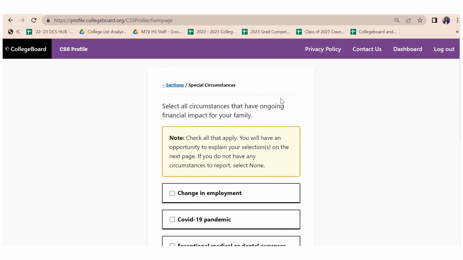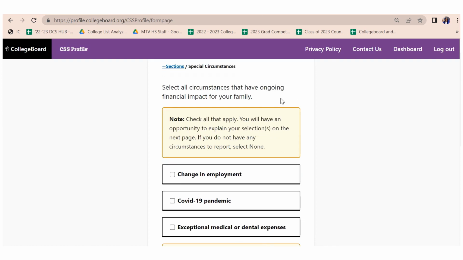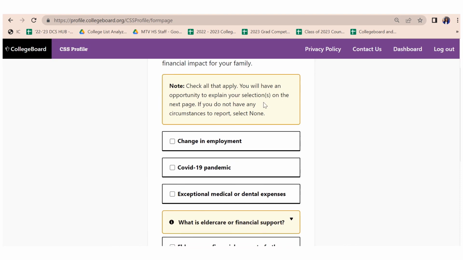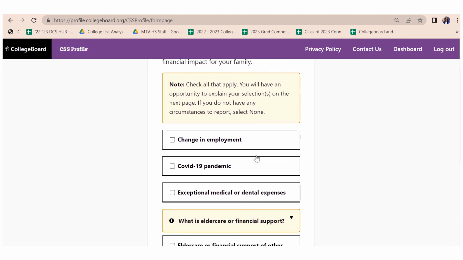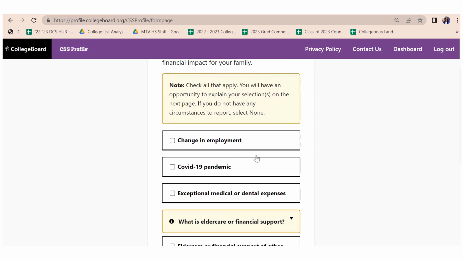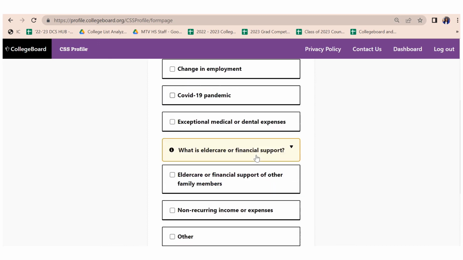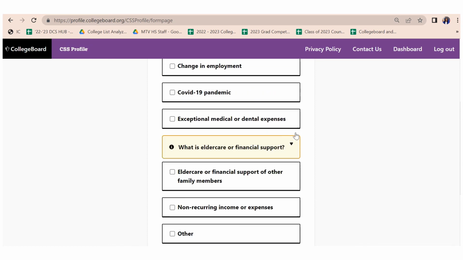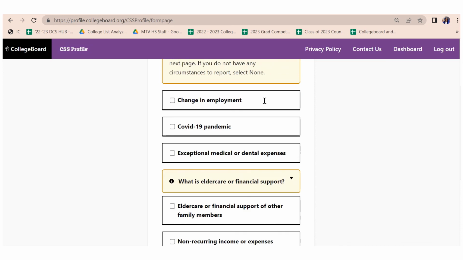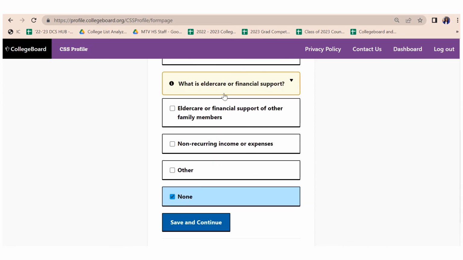Select all of the circumstances that have impacted the student's family. So if any of these are applicable, please check in with your college counselor so that we can make sure we are reporting it in the correct way and at the correct time. So in this case, it doesn't say that it's required, but it is going to make you select one. So if something has occurred, again, please check in with your college counselor. Otherwise, select none and continue.